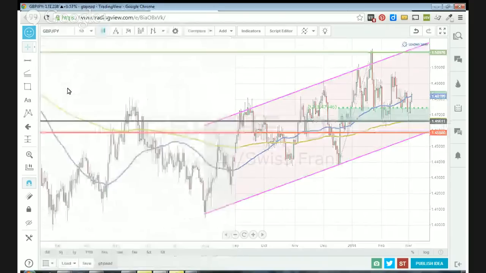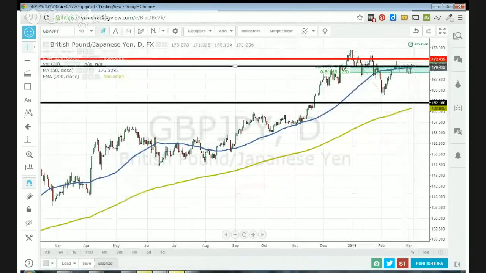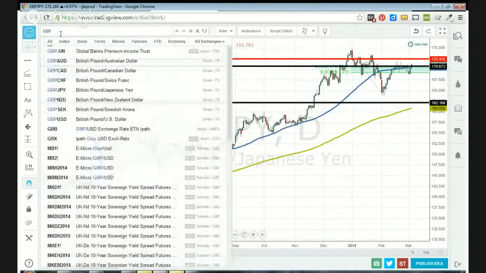Pound yen. Yeah, so we looked at this. I'm short here. This black line, stop at the red line. This price action isn't exactly what I was hoping to see because it broke through that resistance level with quite a bit of conviction. But we'll see. Nothing I can do at this point. I'll just wait it out. Pound Kiwi.